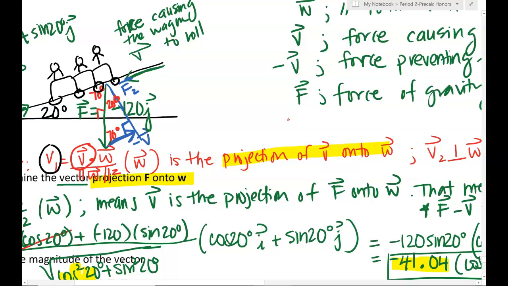We are trying to look for, remember, vector V, the magnitude of vector V, because the force causing the wagon to roll is the same exact force preventing it from rolling. So it doesn't matter which force I try to find. I can find either one, as long as you find the force, which is the absolute value anyway. I'm going to try to find this right here. So let's rock and roll.